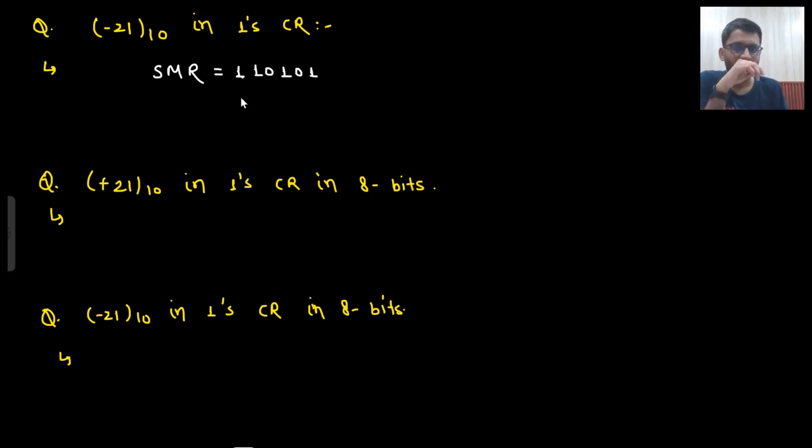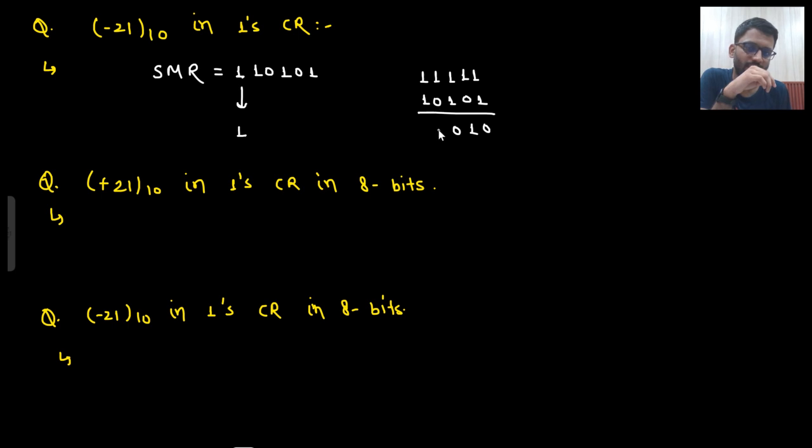Now what you need to do? This sign will be as it is, and you will subtract from 1, 1, 1, 1, 1. So you will subtract 1, 0, 1, 0, 1 from 1, 1, 1, 1, 1. What will you get? 0, 1, 0, 1, 0. So this you will write here: 0, 1, 0, 1, 0. But what you can see is that the sign bit is as it is, and these are the complements of each other. These are simply the inverted bits of each other.